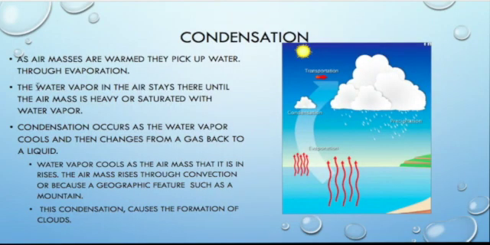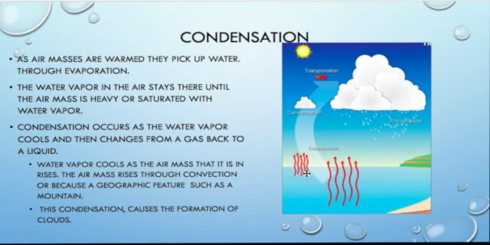So condensation. As air masses are warmed, they pick up water through evaporation. As I said, that usually occurs over a large body of water, like a lake, a river, an ocean. The water vapor in the air stays there until the air mass is heavy or saturated. That means that there's no more room for water vapor to get into that air mass. The condensation occurs as the water vapor cools and then changes from a gas back to a liquid. So as that air mass is rising, it is cooling, and that water vapor is also cooling.